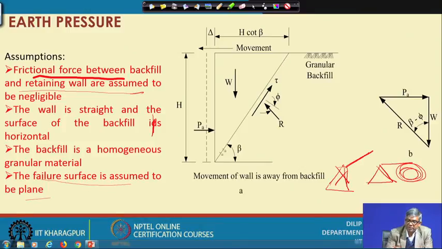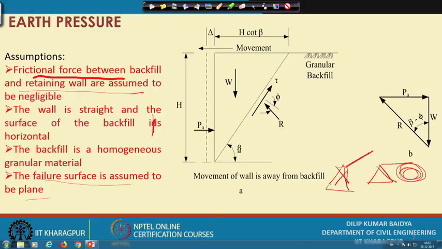That means this will be taken as a plane. It is generally a little curved, as you could find in research, but for approximate calculation we take it as straight. If this is the wall and some imaginary wedge is there, then P A will be here, W will be here, R will be here, tau will be here, and this will be angle beta. In the active case beta will be 45 degrees plus phi by 2, but for the time being I took any beta, considered this wedge, and got the force diagram, the force polygon here.